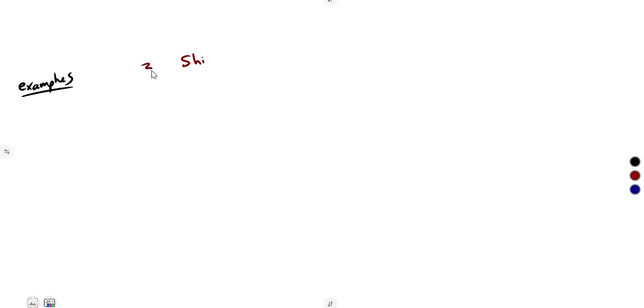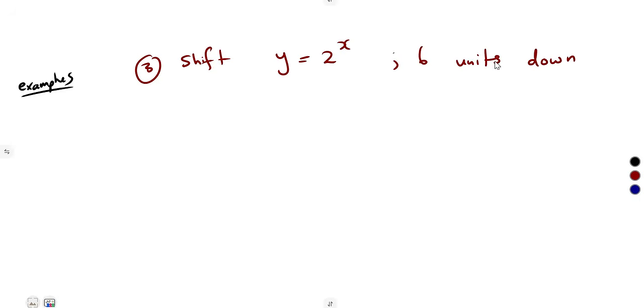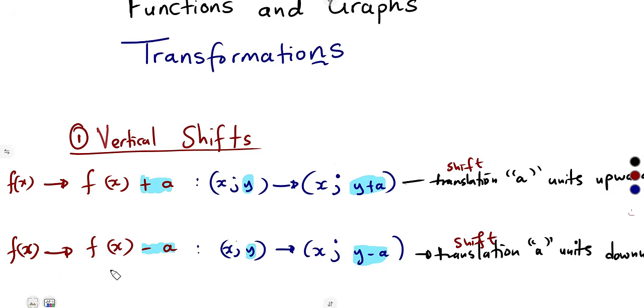Like maybe we're given another one to shift y is equal to 2 to the exponent of x, 6 units down. This is our f of x. So whatever we are going to have as a transformed function from the original function representing our f of x, it is going to be f of x minus 6. 6 units down. F of x minus a. A is the number of units that we have moved going down.